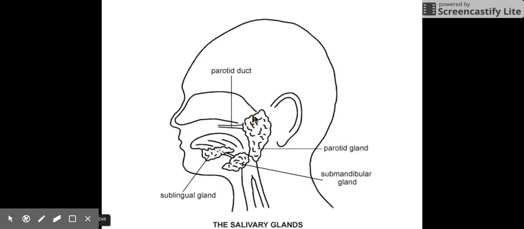So here you have the parotid gland. It is connected to the mouth by the parotid duct. Then you have the sublingual, which is here underneath the tongue. And as you can see, the submandibular, like I said, is farther back and down underneath the tongue. And you can imagine your mandible, that bone that makes your jaw, coming right across here. So it's underneath that.